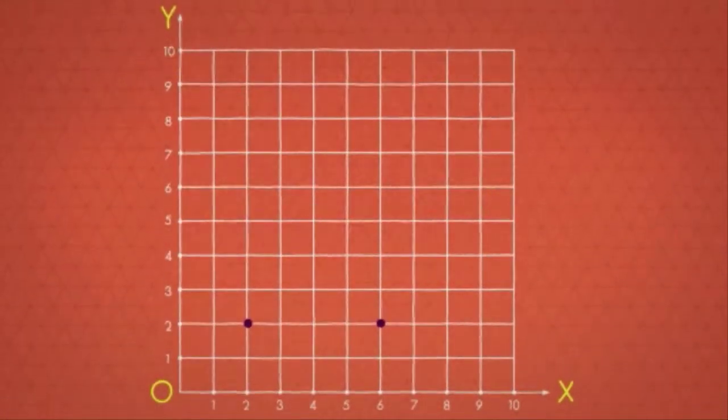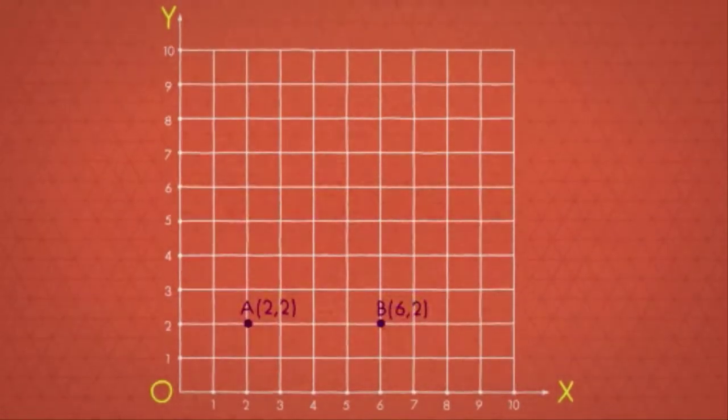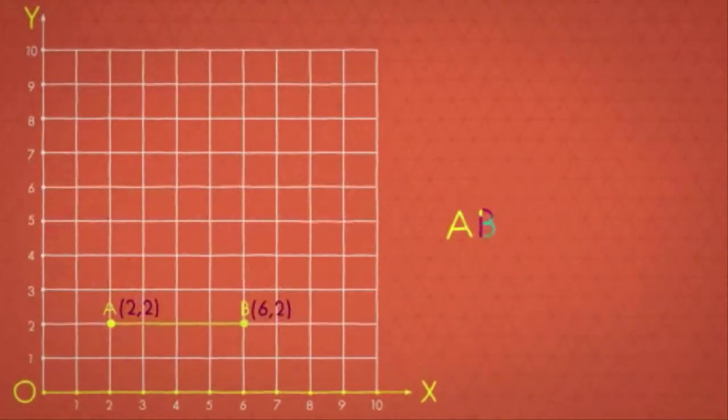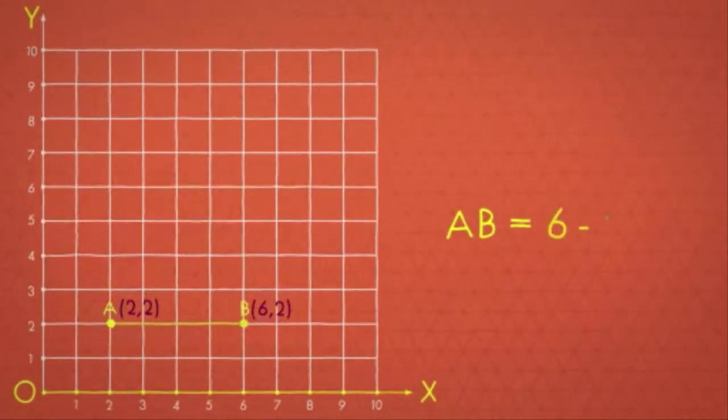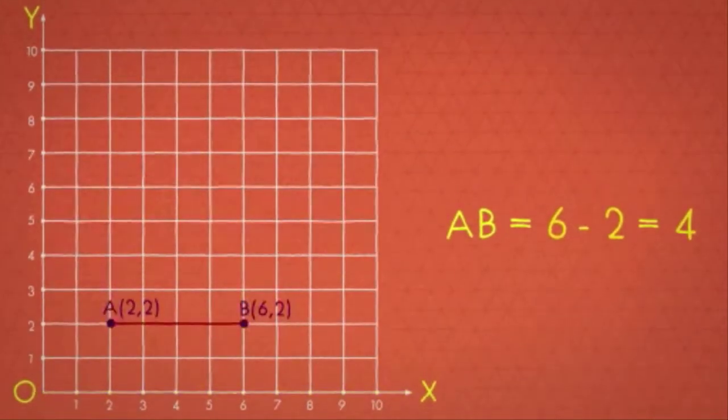Let's look at those 2 points. Point A has coordinates 2 and 2. Point B has coordinates 6 and 2. Notice how the segment AB is parallel to the ray OX. In this case, we subtract the x coordinates of the 2 points, 6 minus 2, which equals 4. The distance between A and B in this example is 4 units.